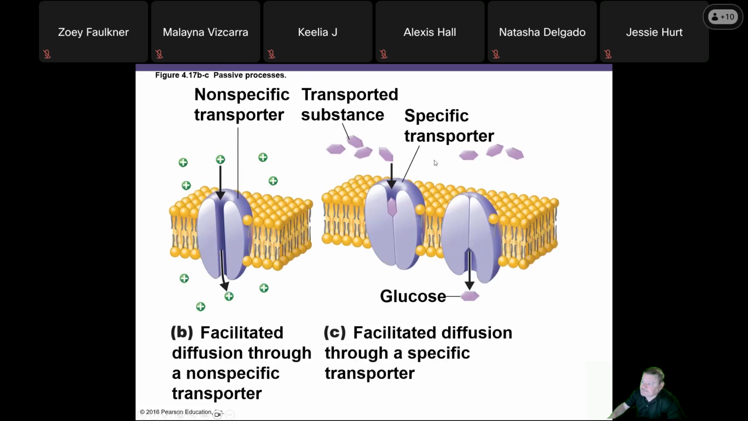If it's a specific transporter, it's going to have a receptor site for a particular substance. So in this case, let's say this is glucose. It's going to fit right here, and then this channel is going to open up and release it to the inside. But it's the only molecule that can get in. It has to have that particular shape in order to get in. So again, we call these specific, whereas these are non-specific, where they can just allow anything in.